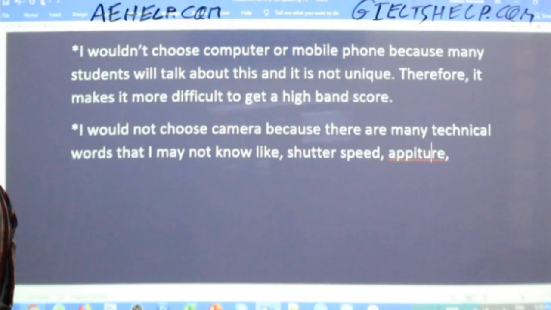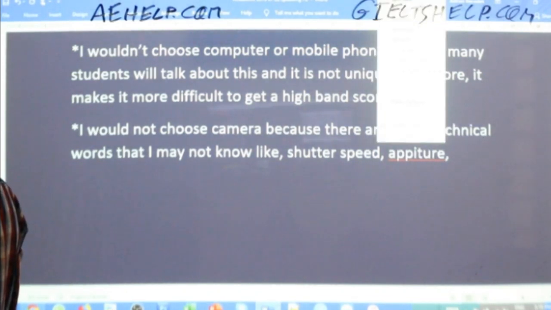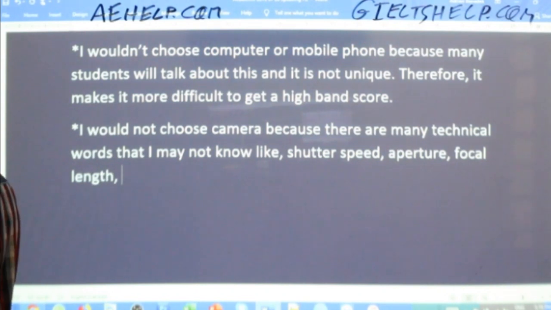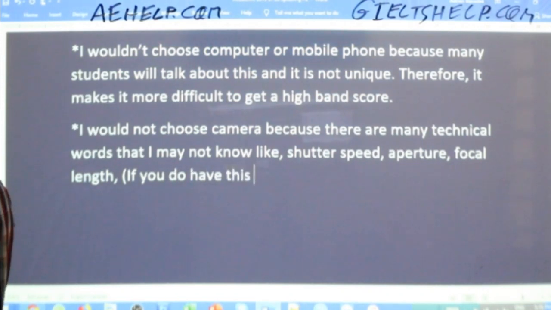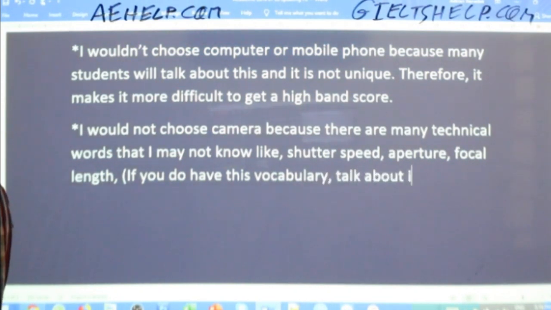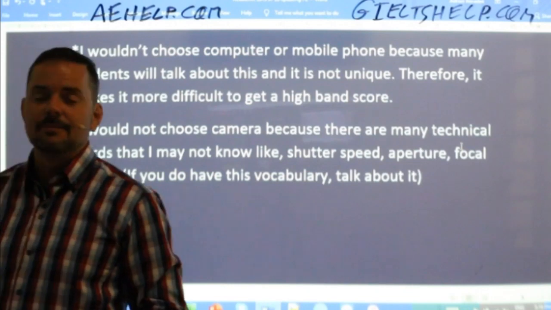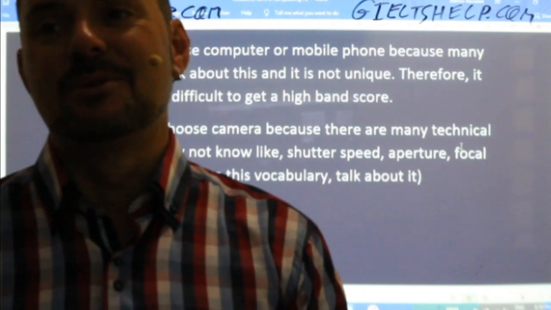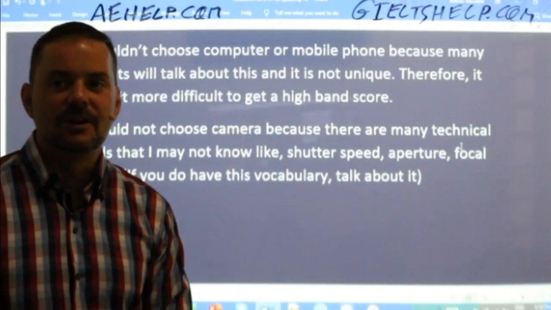I think it's maybe two P's. No. Aperture, focal length. Okay. So if you don't know those words, don't talk about the camera. If you do have this vocabulary, great, talk about it. I'll be honest with you, I use a lot of cameras in my company and in my life, and still I don't even know all the technical words about the camera. So be very, very careful.